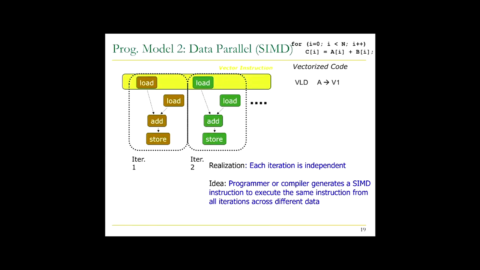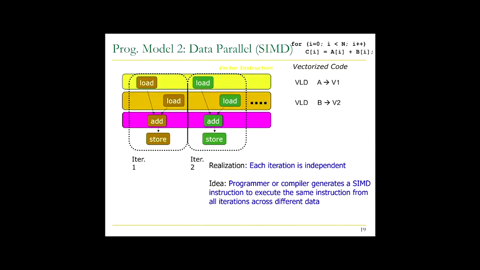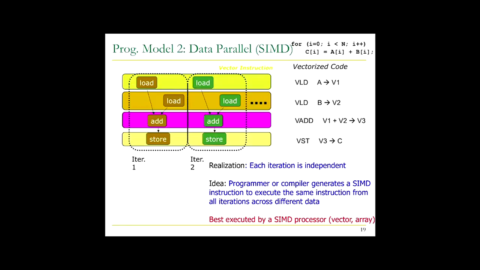You have a vector load. You're loading from a base address array A into V1. You're loading B into V2. You're doing a vector add, and you're doing a vector store. So that's beautiful. And this is the programming model. Basically, your program looks like this. And think about the execution model. Like, what does the hardware do? This is really best executed by a SIMD processor, a vector or an array processor.